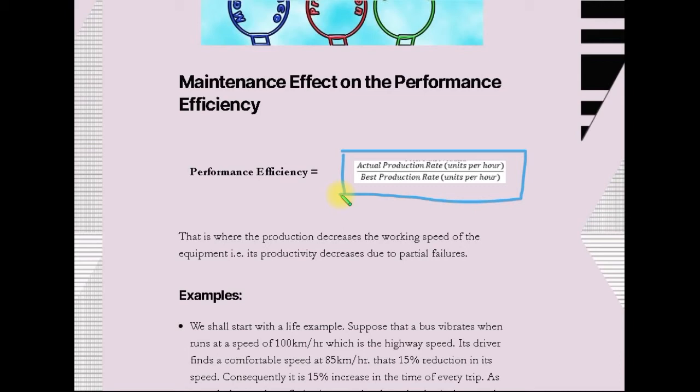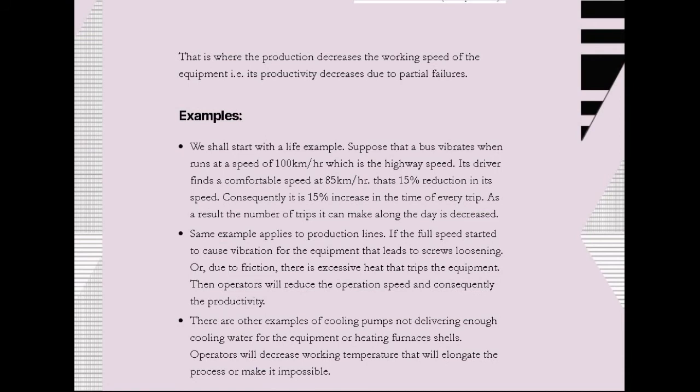But what makes our performance efficiency lower, or what makes us produce at a lower rate? We can think about it like when we are driving a car. When you are driving a car at 100 km per hour, if you don't feel comfortable or safe at this speed, or at 150 km per hour, you need to go to a lower speed. For example, if you are usually driving at 100 and then you don't feel safe, you go to 85 km per hour. This means that you decreased your speed by 15%. Then you will reach your destination in 15% more time. So it will take more time to reach your destination.